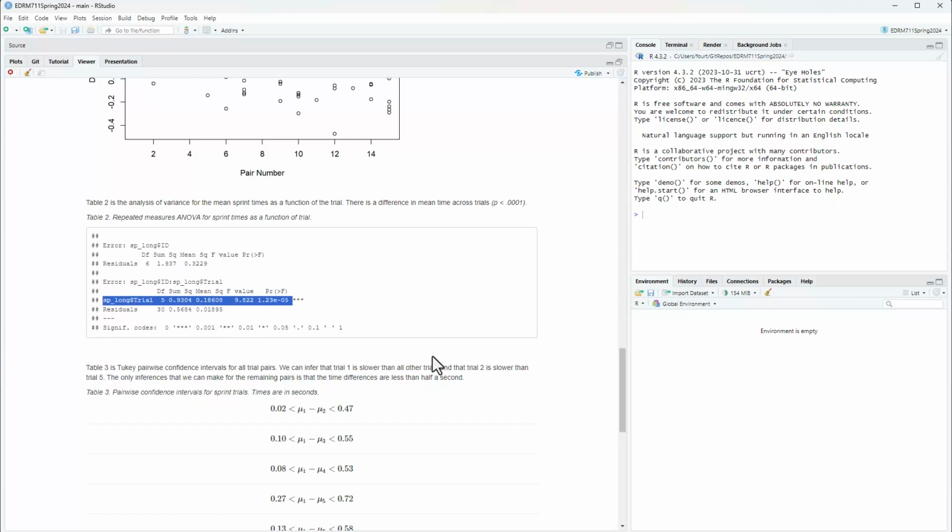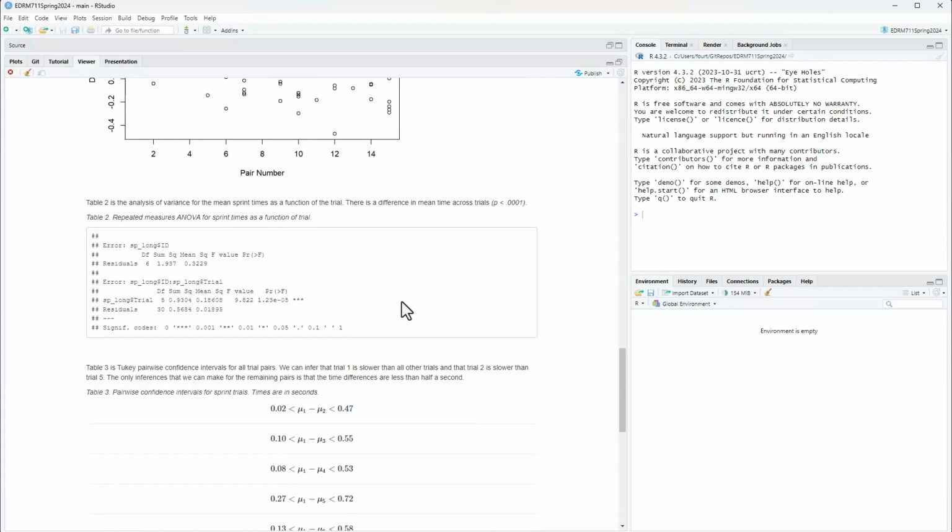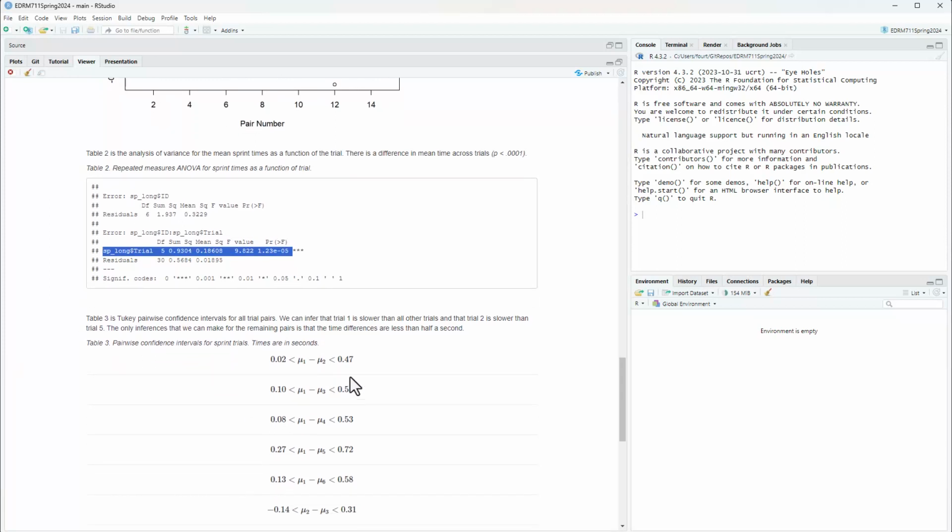We find that there is a difference among trials, that the speed, you can see it here in this line graph, that the speed differences that we have can be seen changing from trial to trial to trial. And in fact, we can make inferences assuming we've met the condition for valid inference. That would lead me then to look at pairwise confidence intervals. This is a main effect of trial, a main effect. We don't have an interaction to look at.